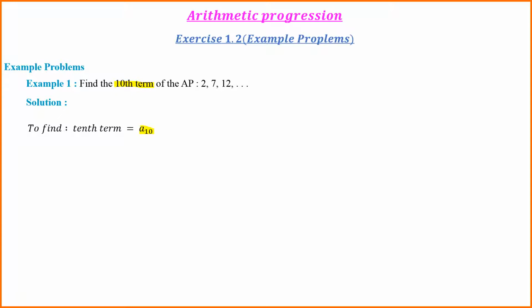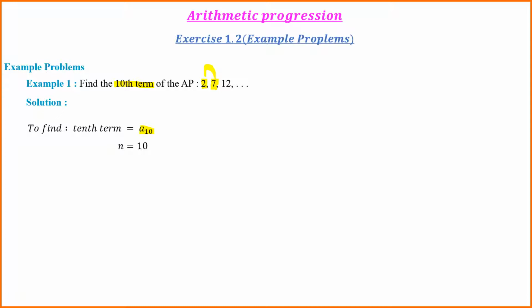Then we understood what is to be found. Then let us try to collect the information given in the question. It is given an AP, in which the first term is 2 and the second term is 7. When the first and second terms are given, we will get the value of d. Yes, we'll just make note of the same.